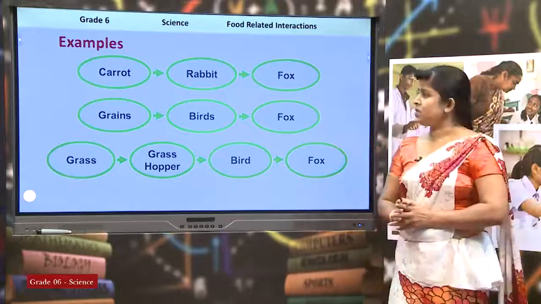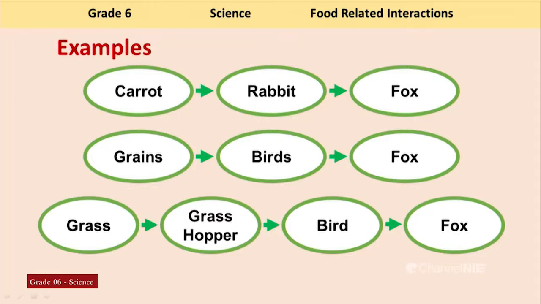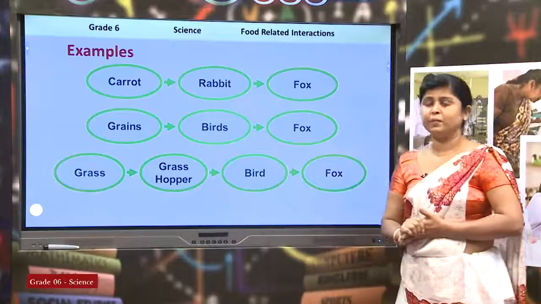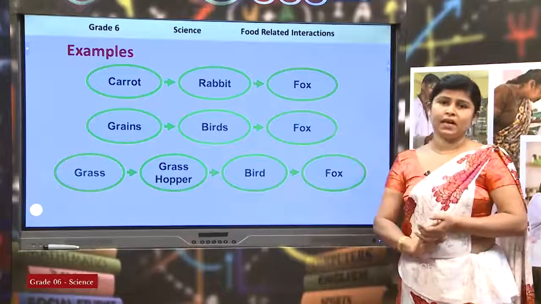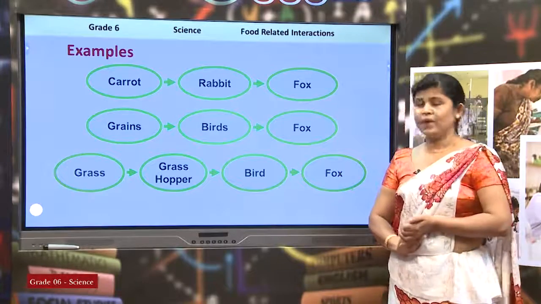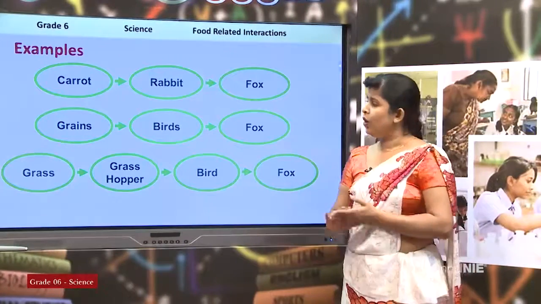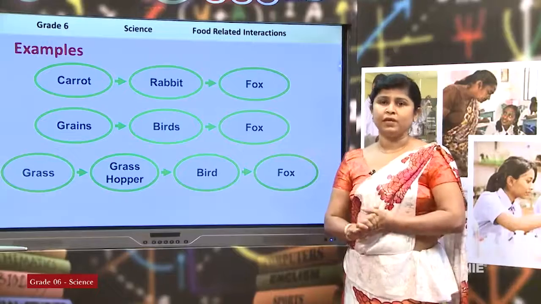Here also I have given you several food chains. They are: carrot is consumed by the rabbit and the rabbit is consumed by the fox. Grains are eaten by birds, then the birds are eaten by the fox. You see, the fox depends on the bird and the bird depends on the grasshopper and the grasshopper depends on grass, right? You have to understand that all these food chains start from plant or plant material. Carrot is a plant material, grains are plant materials and grass is also a plant material. All these connections start from plant material.